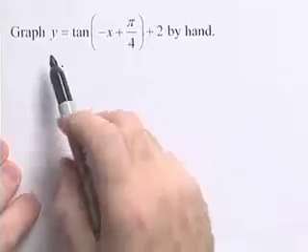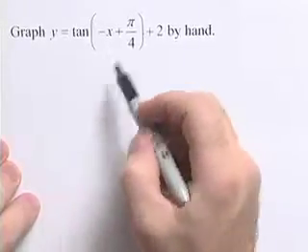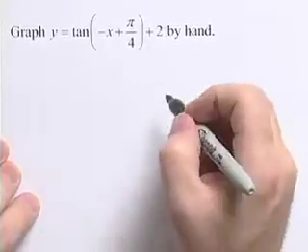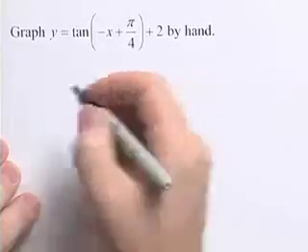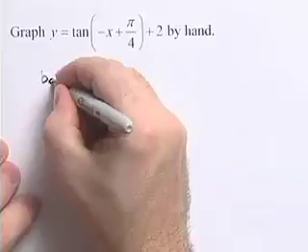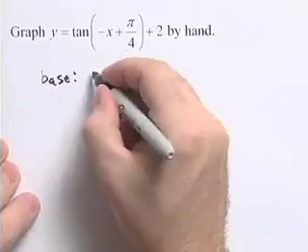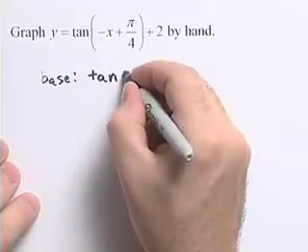For this problem, we're going to graph another trigonometric function by hand. We need to graph y equals tangent of (negative x plus pi over 4), and then plus 2. We're going to do that using our techniques for transformations. We're going to identify our base function. Our base function in this case will be the tangent of x.